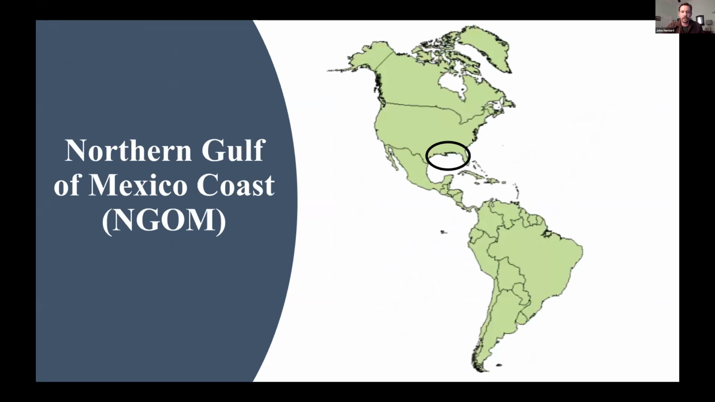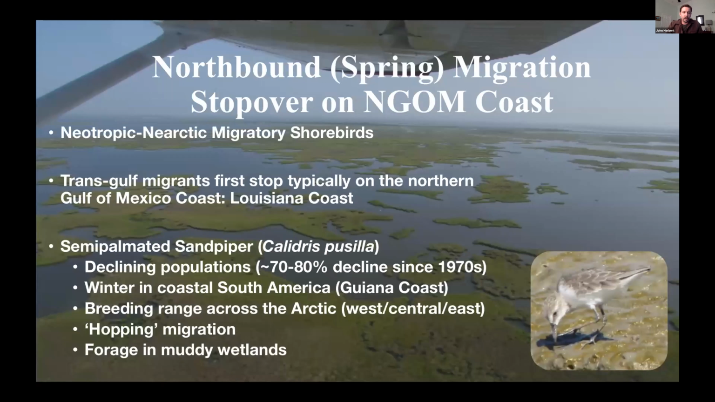So our study, we are going to the northern Gulf of Mexico coast. This is after the Gulf, they're migratory birds during spring migration, northbound migration. They're going to cross this major ecological barrier of the Gulf of Mexico and typically stop along the northern Gulf of Mexico coast. So we are investigating strategies of neotropical Nearctic migratory shorebirds, specifically the semipalmated sandpiper. They winter in South America, primarily along the Guyana coast, but throughout the coastal South America. And then they breed in the Arctic, and there's three different breeding populations in Western Alaska, Central Canada, and then Eastern Canada.